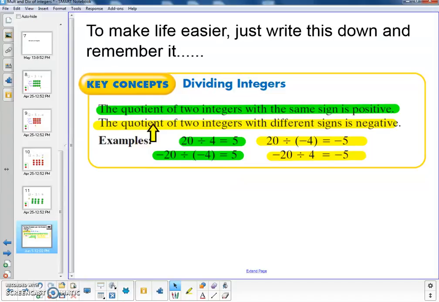So then, of course, when the quotient of 2 integers has different signs, you get a negative quotient. Positive divided by negative, negative. Negative divided by positive, negative. That is the easiest way to put it. Same signs, positive, different signs, negative.